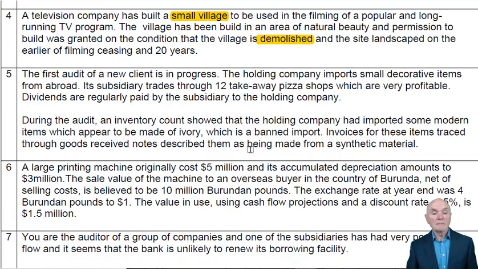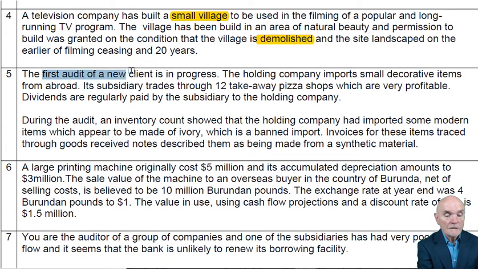The audit of a new client is in progress. The holding company imports small decorative items from abroad. The subsidiary trades through 12 takeaway pizza shops, which are very profitable. Dividends are regularly paid by the subsidiary to the holding company. During the audit, an inventory count showed that the holding company had imported some modern items which look to be made of ivory, which is a banned product. Invoices for these items traced through the goods received note described them as being made from a synthetic material. What are the issues here?